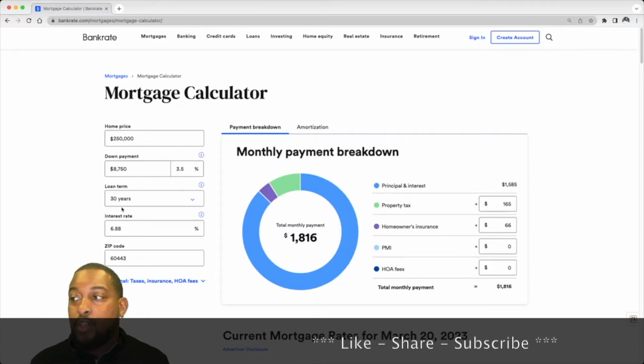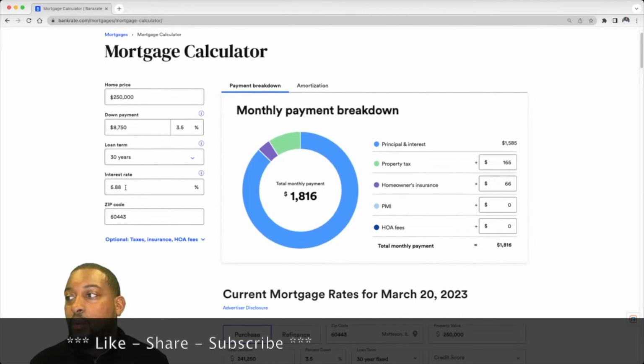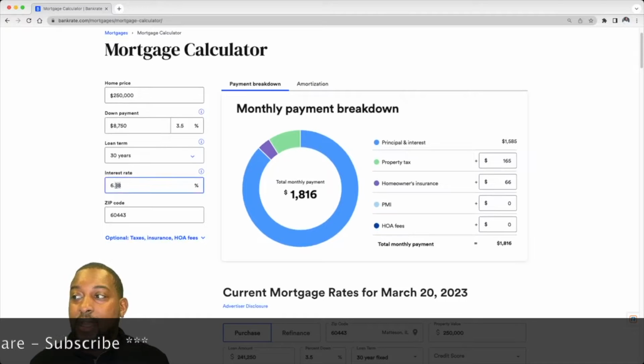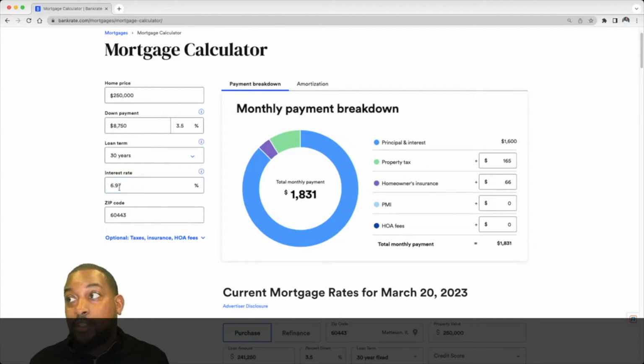Then it says your loan term, which is going to be 30 years. You can change that as well if you want to. The interest rate, based on where we are today, you're going to essentially leave that there, but you can bump it up to 6.97. That's what they just showed us. And then, of course, the zip code that you're in, this is the zip code of where we are. And then, of course, it says optional here.